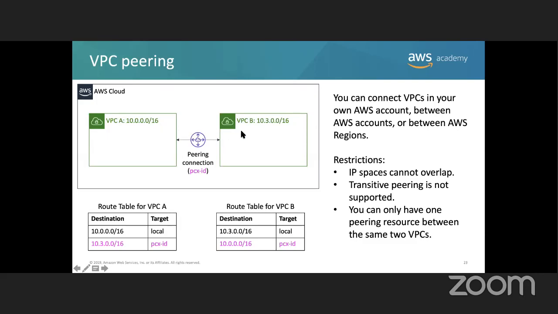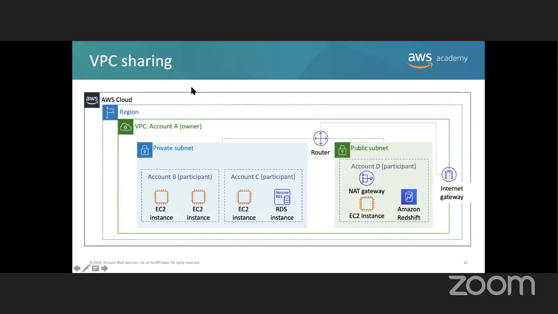Per region, per account. So you can connect VPCs in your own AWS account, between AWS accounts, or between AWS regions. Restrictions: IP spaces cannot overlap. Transitive peering is not supported. That's what it was talking about, that doesn't transfer to the other one. There's no transitive peering. You can only have one peering resource between the same two VPCs. It's only one peering connection resource. You're going to have two VPCs and one peering resource.